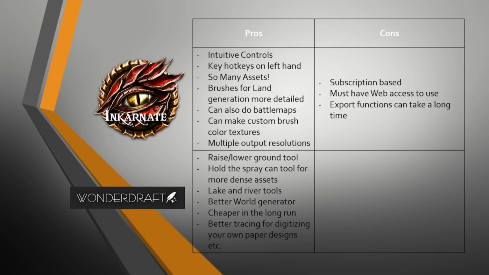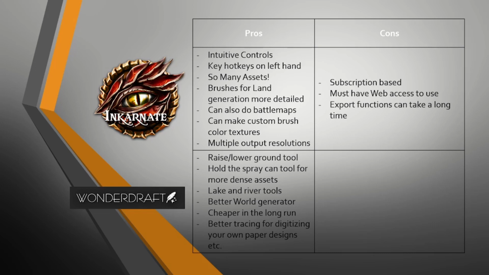It makes a more realistic ground texture, especially for things like out in the ocean or along the coastlines. It really just makes it more natural, okay? Now, I love the fact that you can hold the spray can tool and you can make denser assets, meaning if you pick trees and you're using the spray can, when you hold it, it just adds more trees until it gets to where you like.